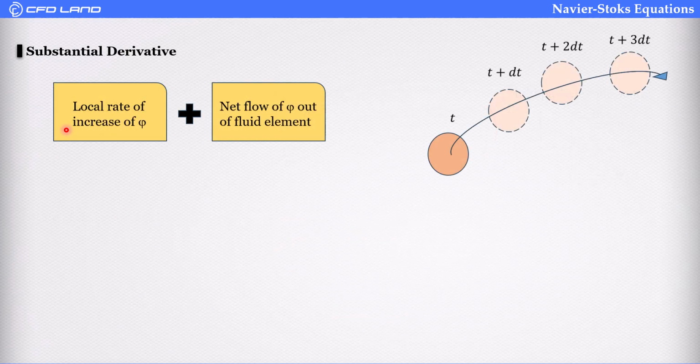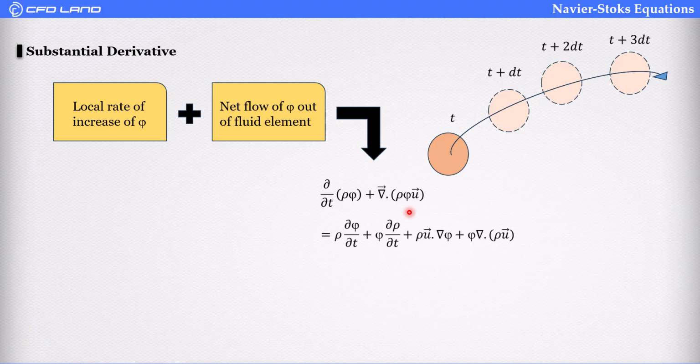Let's look at it from another angle. We say local rate of increase of phi plus net flow of phi out of the fluid element. When we write it down, it is partial t of rho phi plus gradient dot rho phi u.